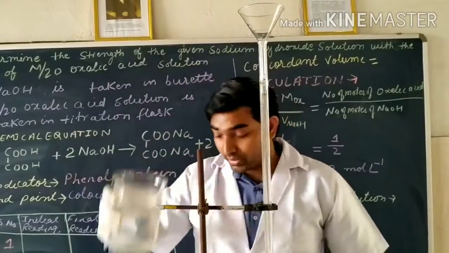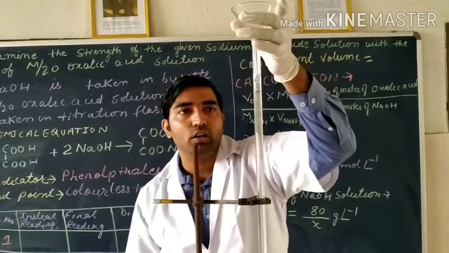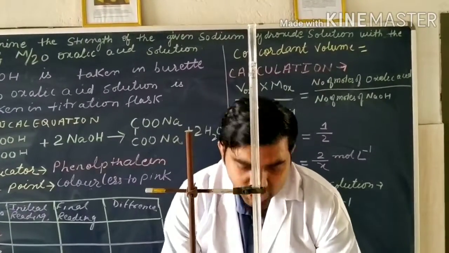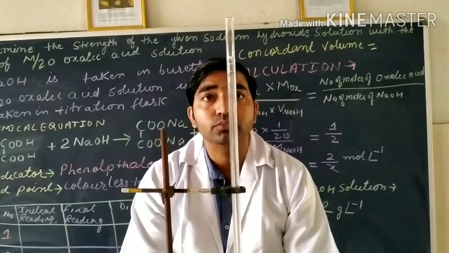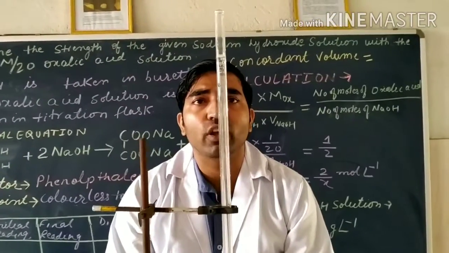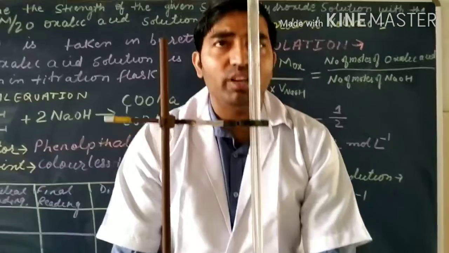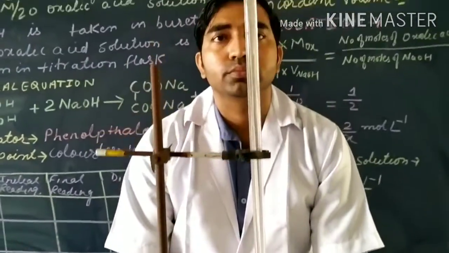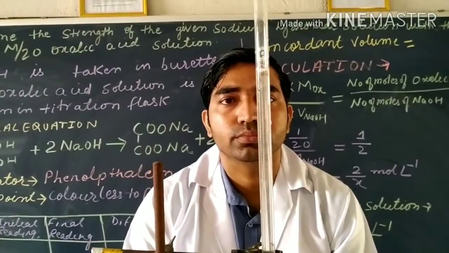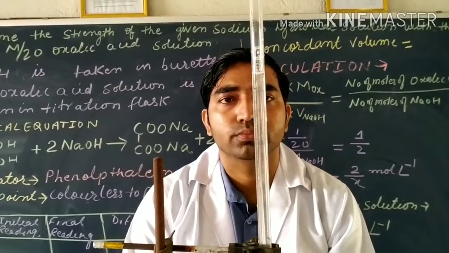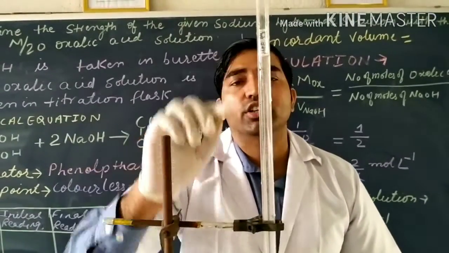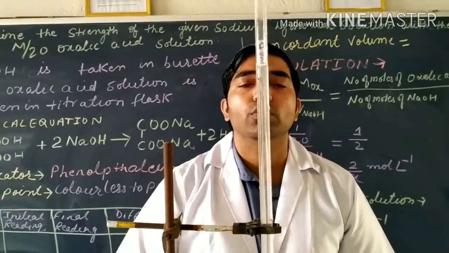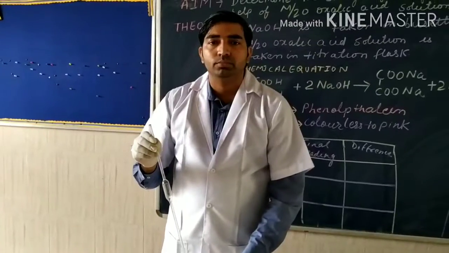As the NaOH level is above the mark, we need to make the lower meniscus just touch the glass mark. So I am removing some amount of NaOH so that the lower meniscus just touches the glass mark. See, it just touches the glass mark. This gives us the exact reading, and this shows that this is the 50 ml of NaOH solution.